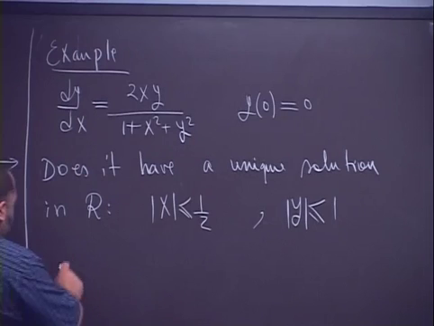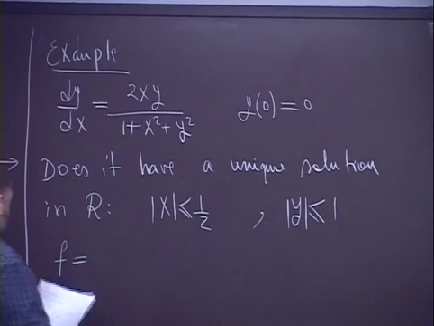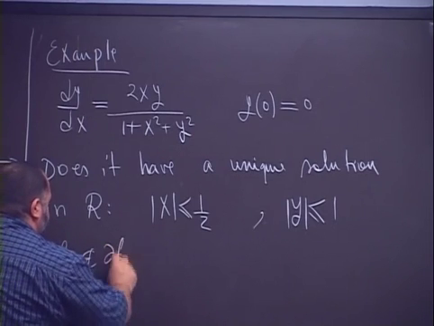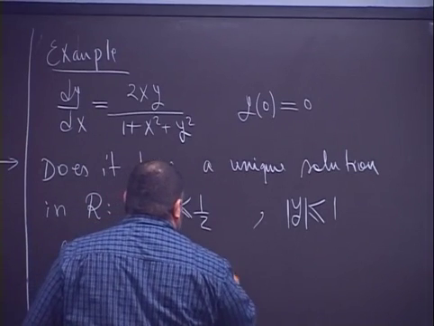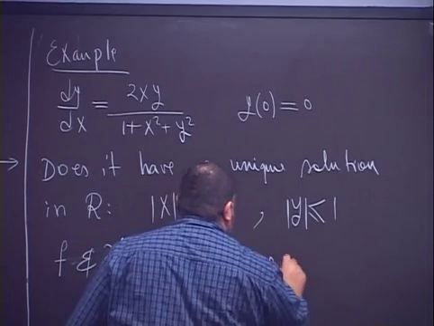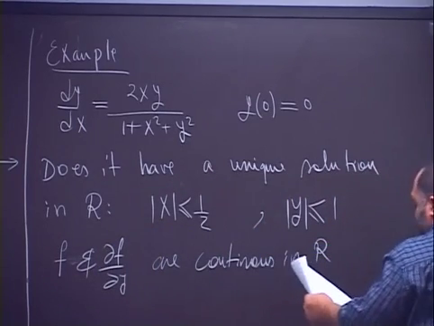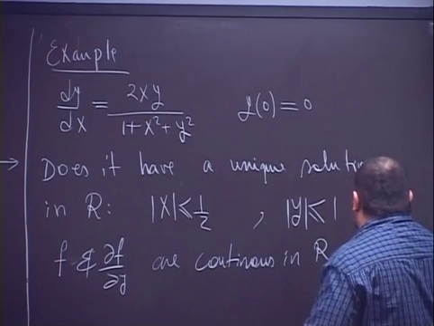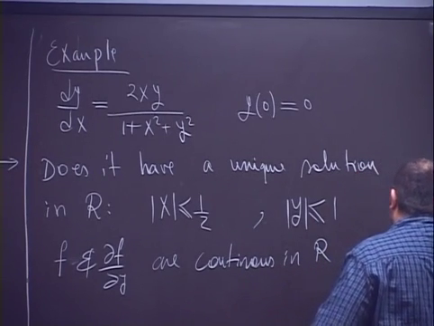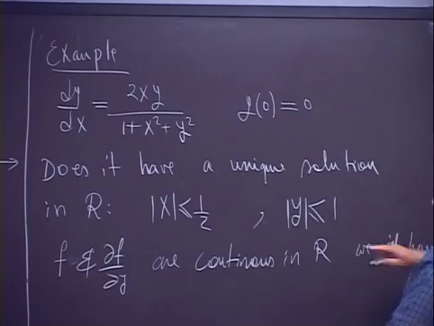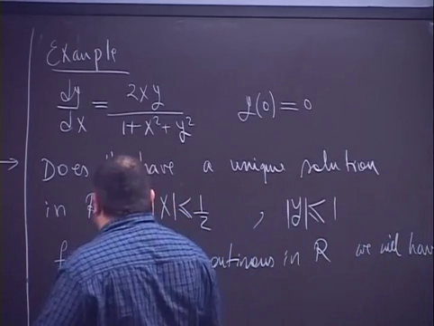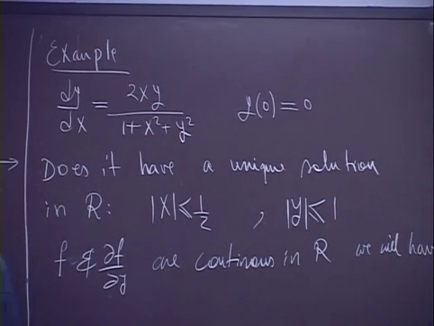So clearly, if the function f and its derivative with respect to y are continuous in R, we will have a unique solution, and this is what we said. We'll have a unique solution if f and df by dy are continuous in R. So, do you think the function is continuous in this region or not?